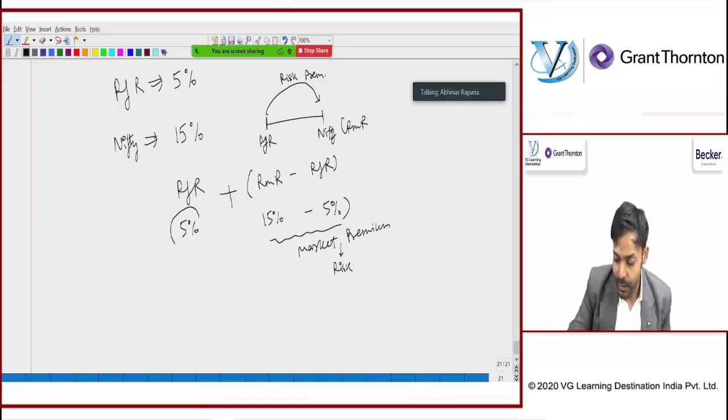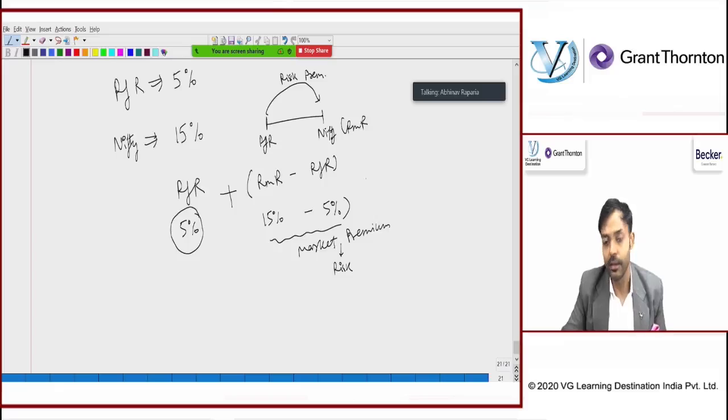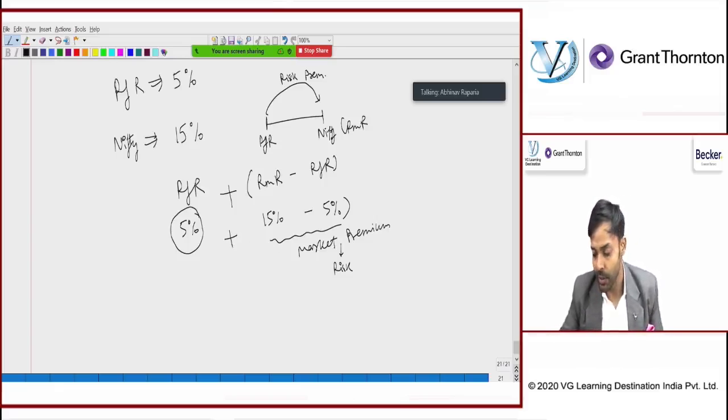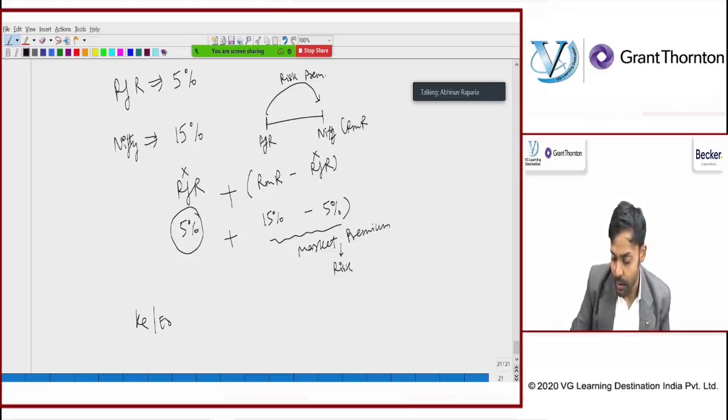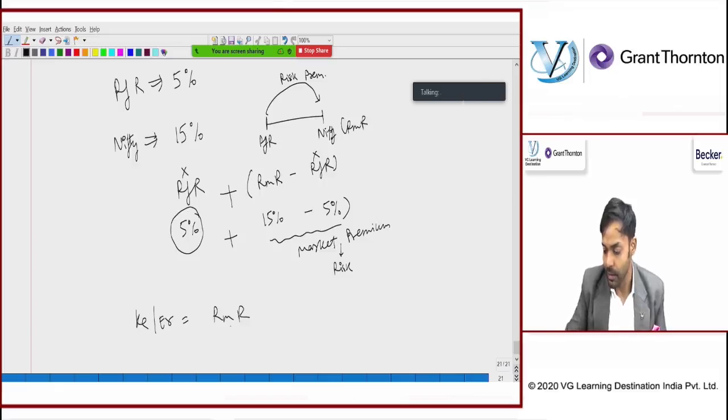So instead of investing at 5%, you're investing in the market, so you're expecting this much premium. This plus this is what I need. If I just end this equation here only, this RFR will get deducted with the RFR, and your return, or the cost, is going to be RMR. If you look at the formula, this will get cancelled, and your return equals RMR. Whatever the market is earning, you will get that earning. I hope it is clear to you here.